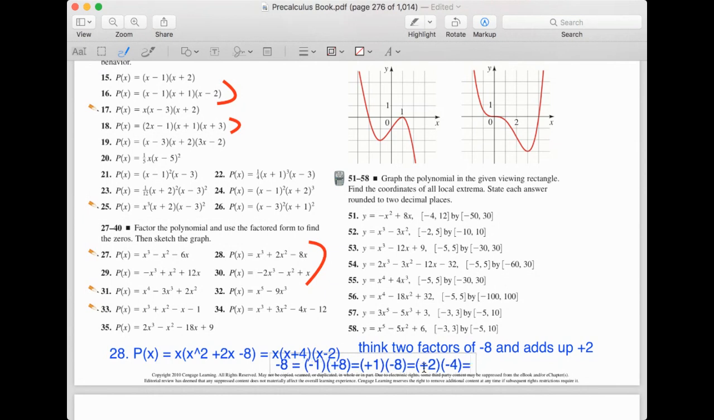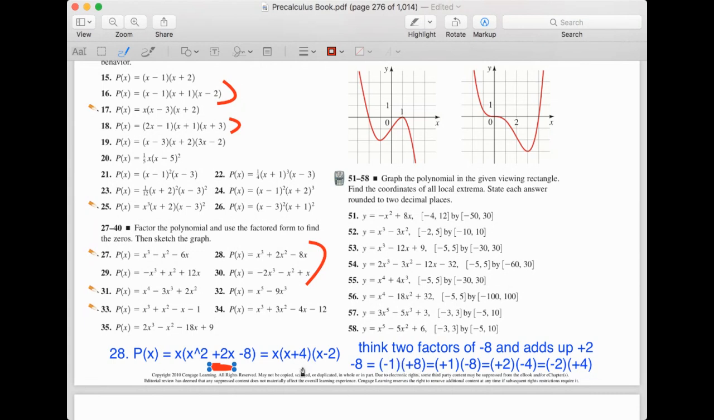+2 times -4 is still -8. Or -2 times +4, right? So for -8, I can think of two factors: -1 times +8, +1 times -8, +2 times -4, or -2 times +4. And which two factors add up to be +2? Because there's a middle term. I need to consider, how do I get the middle term? The middle term +2, I'm getting from adding the two factors, right?